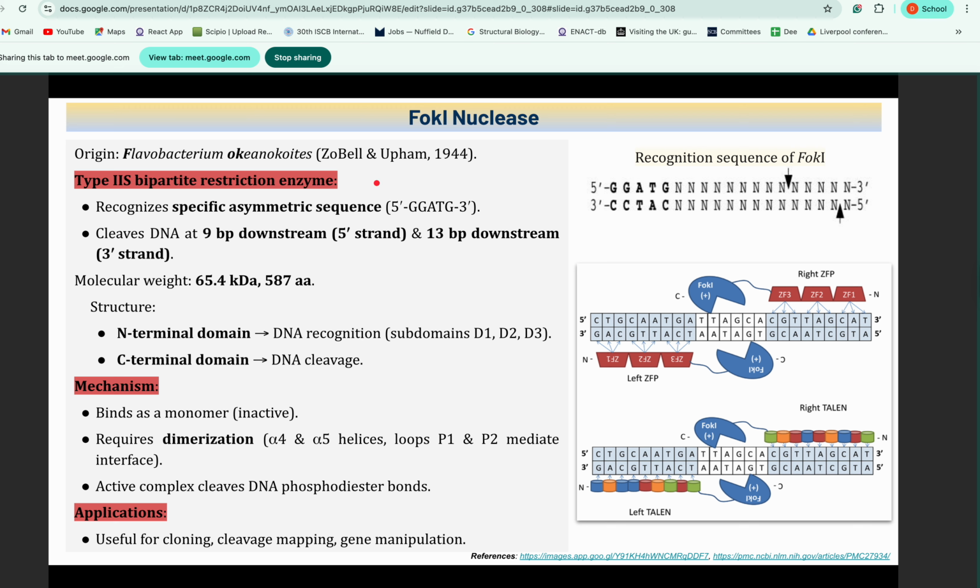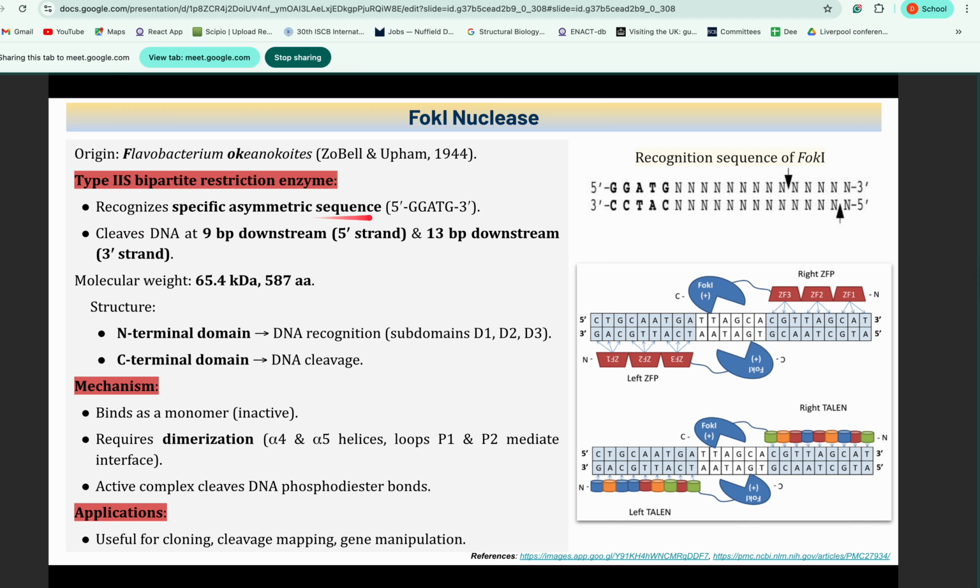So when we looked into the restriction enzymes, we have talked about type 1, type 2, type 3. Similarly, it comes under type 2s bipartite restriction enzymes because it recognizes a specific asymmetric sequence. When we talk about exonucleases, endonucleases, so nucleases, we only say that these are the enzymes responsible for degrading the nucleotides. But when we say restriction enzyme, one of the major properties is that they have some recognition sequence which they recognize and then they cut. In this case, because it is type 2s, the recognition sequence and the site of cut are near to each other. It's close.